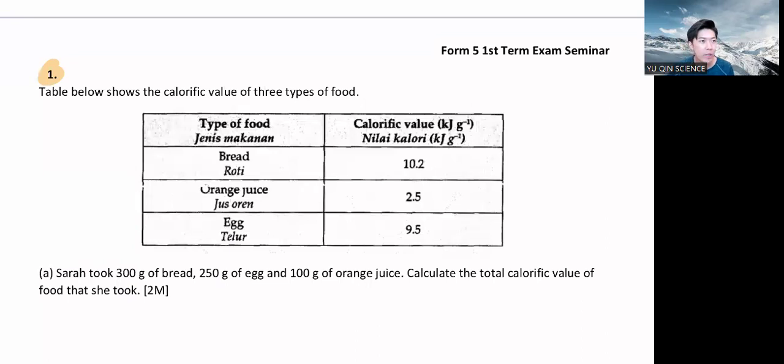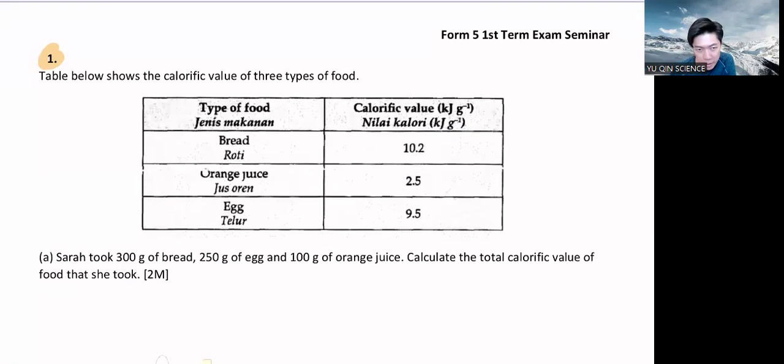Okay, so these are the items, the food that we have, and the calorific value is already here for you. These are all per gram, kJ per gram, right? So for roti, per gram of roti gives you 10.2 kJ. That's what this means. Per gram, it gives you 10.2 kJ. Same goes for orange juice and the eggs.